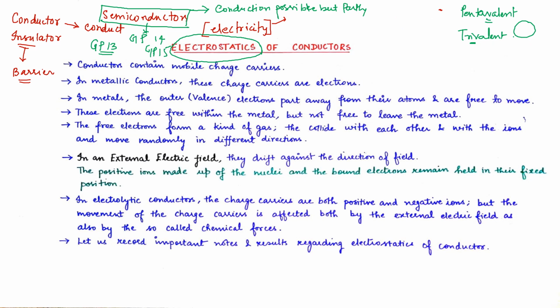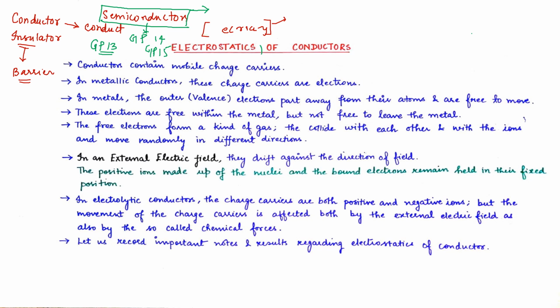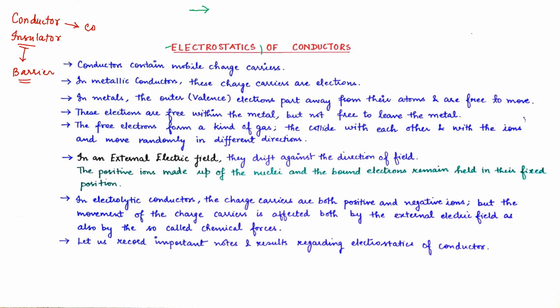So now, starting with our electrostatics for conductors. First thing, in the introduction they have mentioned the properties of a conductor. See point number 1: conductors contain mobile charge carriers. As told, there should be some mobile charge carriers, and in the case of conductors, the charge carriers are the loosely bound electrons.